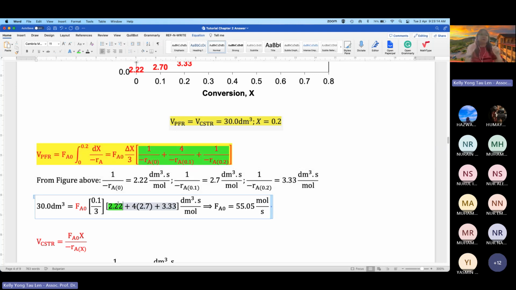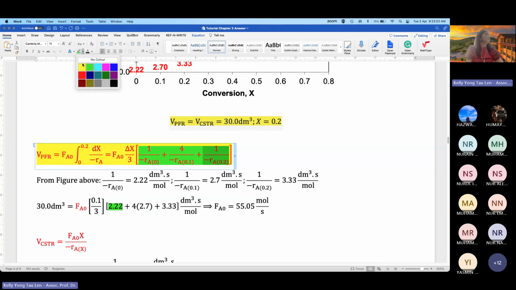It's important, in case you forget: when using the Levenspiel plot, the value given to you is directly 1 per minus RA. That's why we can directly substitute the value. However, yesterday when we were using the table, you realized the table gives us X versus minus RA, so you had to divide, because the value was minus RA. But when we're using a plot, they give us 1 per minus RA directly, so you can directly substitute the value from the Levenspiel plot. Then we go to the back part.